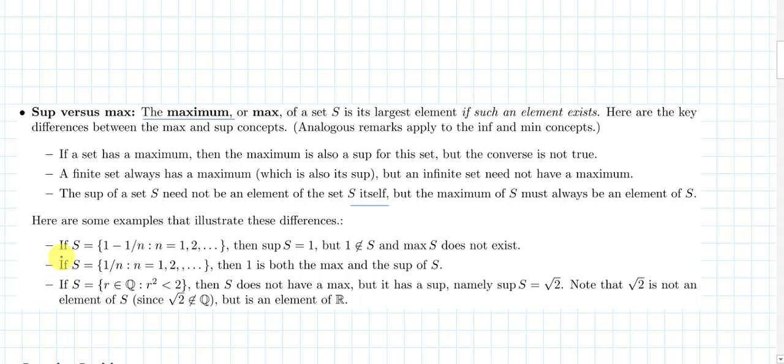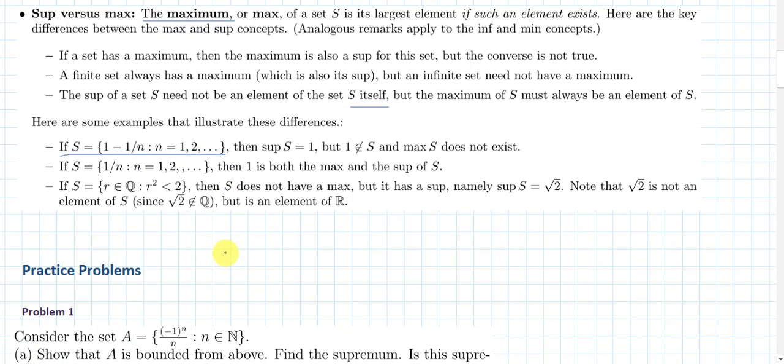So in this case, let's take the set 1 minus 1 over n, where n is a natural number. Then the supremum of this set is 1, because 1 over n goes to 0. If we consider, for example, n equals 1, it will be 1, then 1 over 2, then 1 over 3, etc. So it goes to 0 when n is increasing.